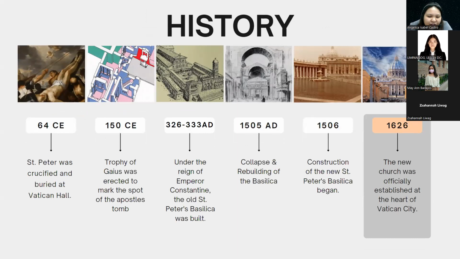Under the reign of Emperor Constantine, the old St. Peter's Basilica was built. I just want to add a little bit of recall. Si Constantine was the first emperor na na-convert into Christianity, correct? He was also one of those na since na-convert na siya, he built the new Roman capital somewhere in Byzantium. He wanted to spread the belief or the practice of Christianity. This is one of the reasons why St. Peter's Basilica, or the old one, was built. Yun lang siya, para may important tidbit lang tayo. Thank you po.